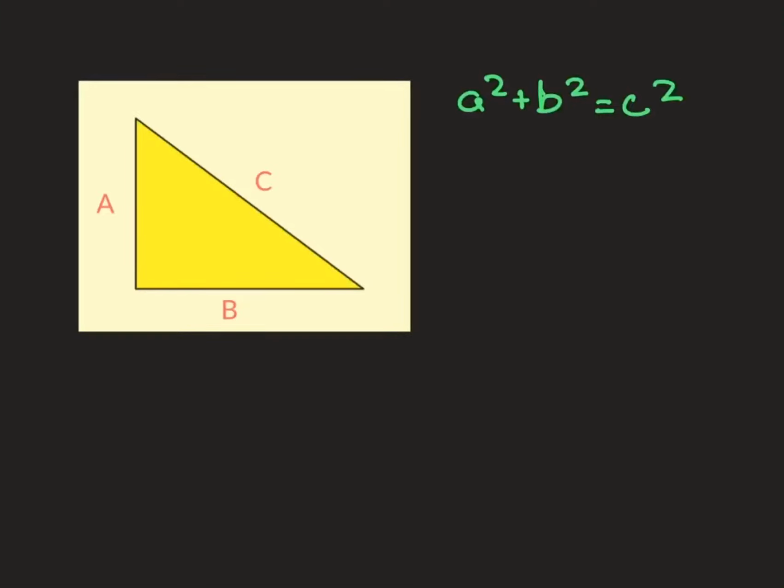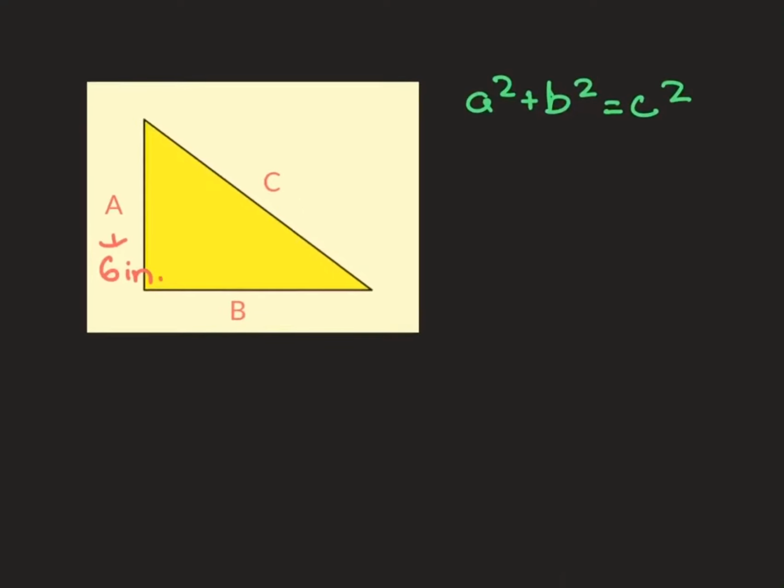So let's assign side lengths to side A and side C. Let's say side A is 6 inches and side C is 10 inches. And we don't know what the side length of side B is. So we'd still plug in our numbers for our variables. We know that A is 6 inches, so we plug in a squared as 6 squared.